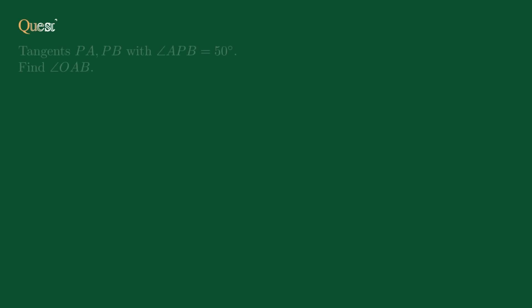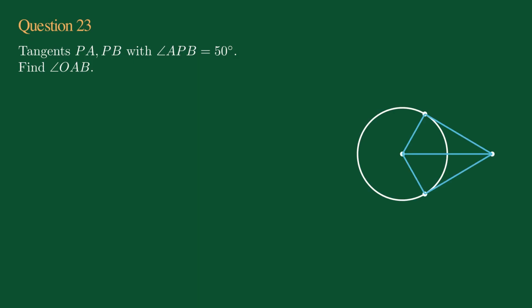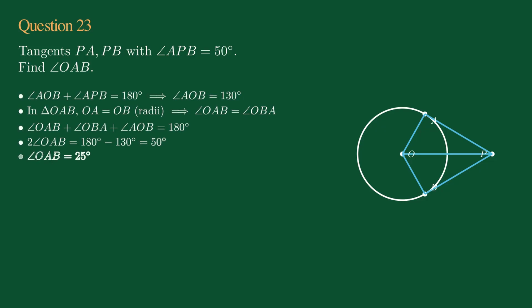Question 23. If tangents PA and PB from a point P to a circle with center O are inclined to each other at an angle of 50 degrees, find angle OAB. The sum of angles AOB and APB is 180 degrees. So angle AOB is 130 degrees. In triangle OAB, OA equals OB, so angles OAB and OBA are equal. The sum of angles in triangle OAB is 180 degrees. Solving for angle OAB, we get 25 degrees. Angle OAB is 25 degrees.